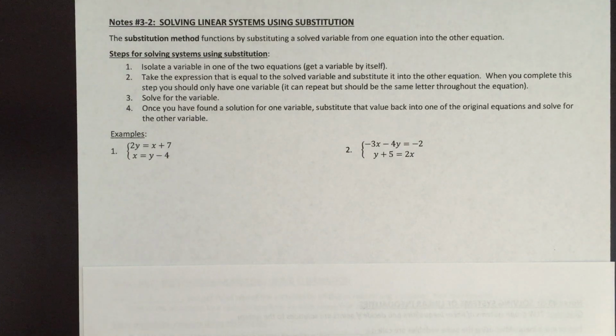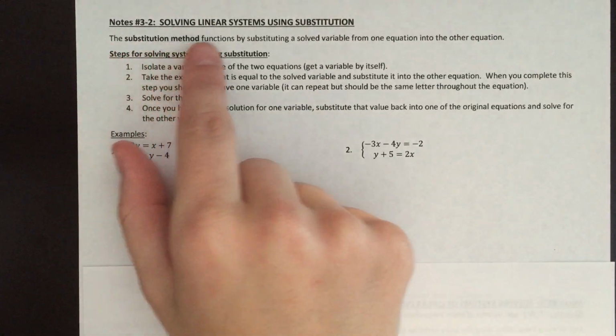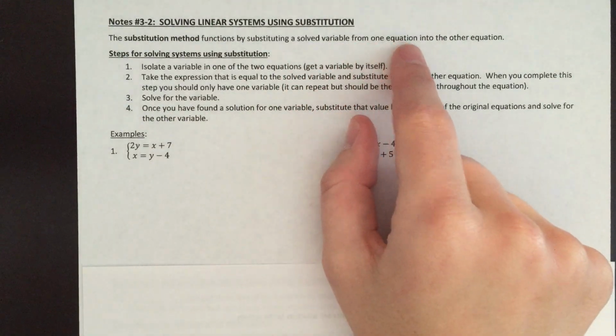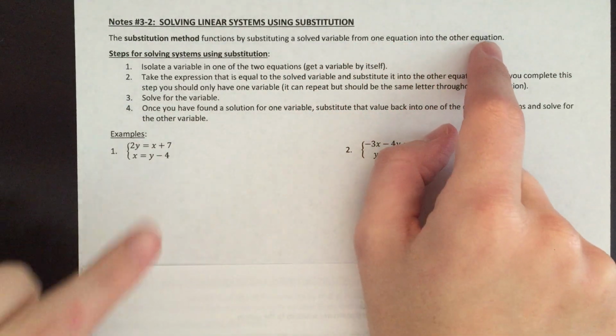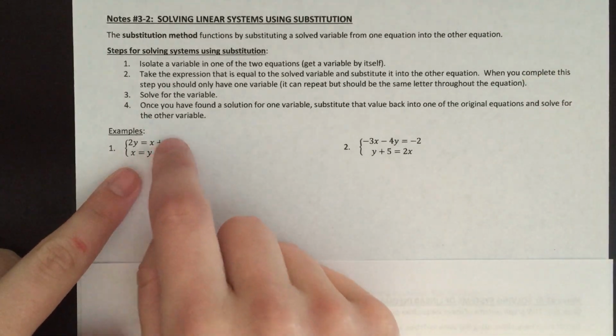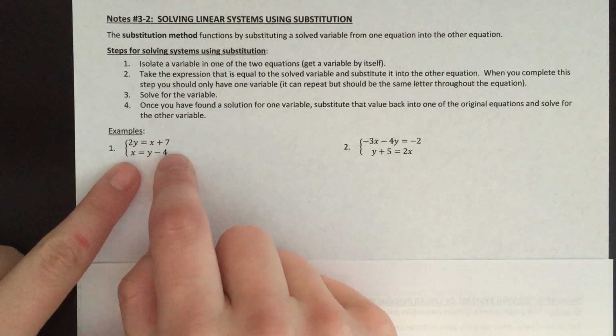Today we're going to use the method of substitution to solve linear systems of equations. The substitution method functions by substituting a solved variable from one equation into the other equation. So let's just go ahead and get to it. On number one, this is a system of two equations, and we're going to use substitution.